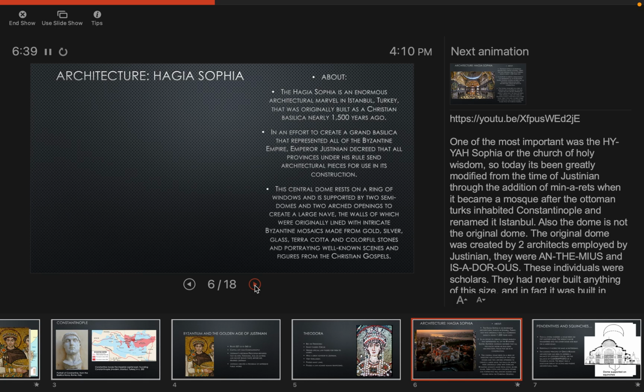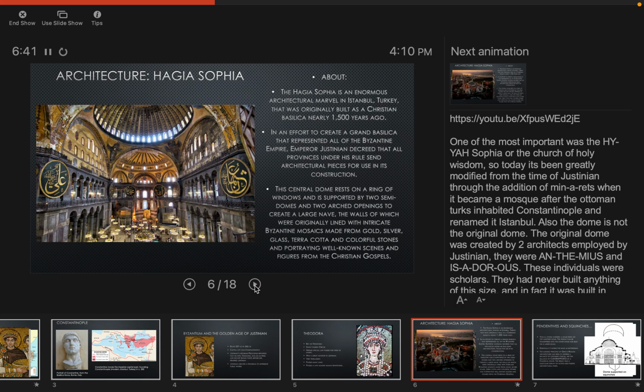So, architecture. An important piece of architecture during the Byzantine period or empire is the Hagia Sophia. There is a video linked in the notes section, talking more in depth about this architectural marvel. But one of the most important architectural pieces or structures during the Byzantine Empire is the Hagia Sophia, or the Church of Holy Wisdom.